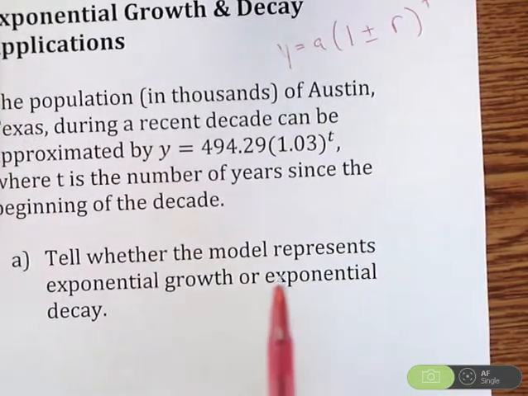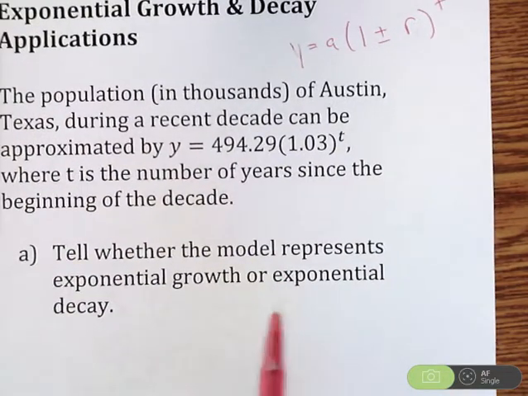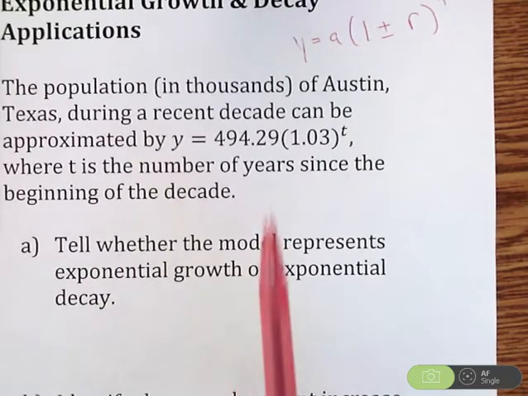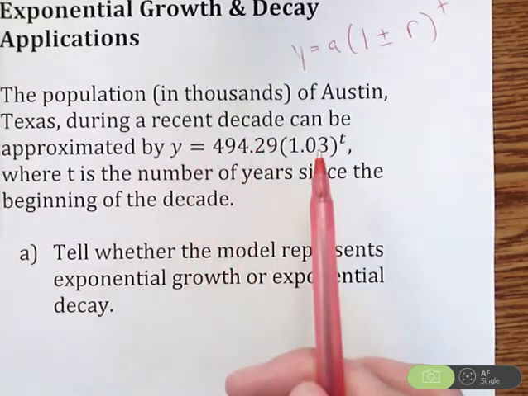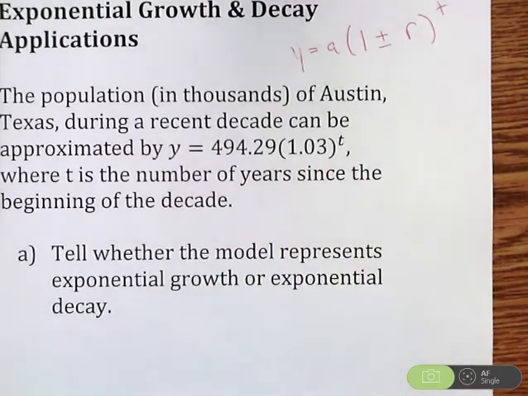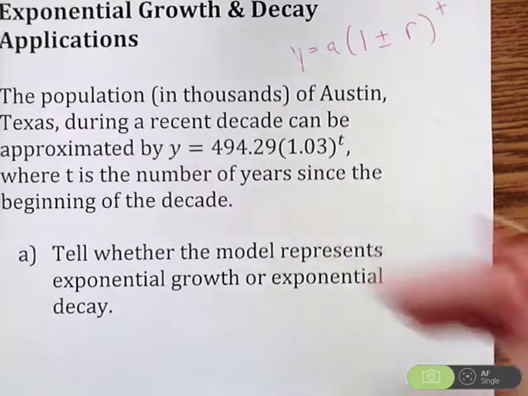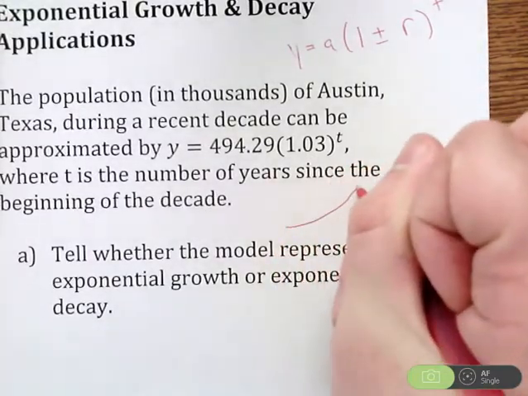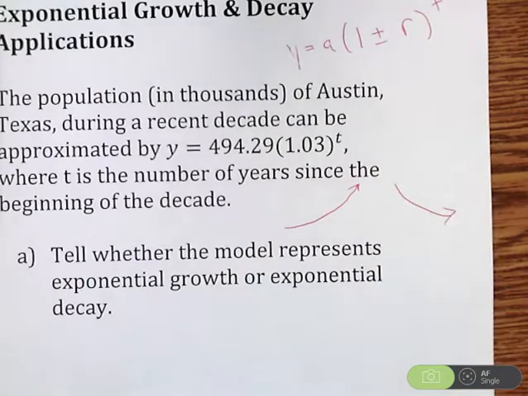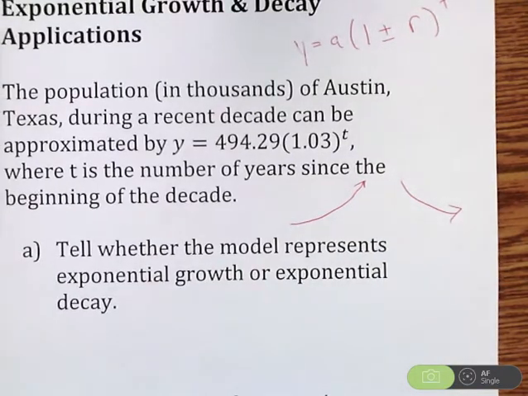So we need to tell whether the model represents exponential growth or exponential decay. There's two ways of going about doing this. One way you can do it is you can just take this, use your graphing calculator and plug it in, but you put an x there, graph it, and just look at what the graph looks like. If it's a graph that when you go left to right goes up, that's growth. When it comes down from left to right, that's decay. So that's one way you can easily tell.